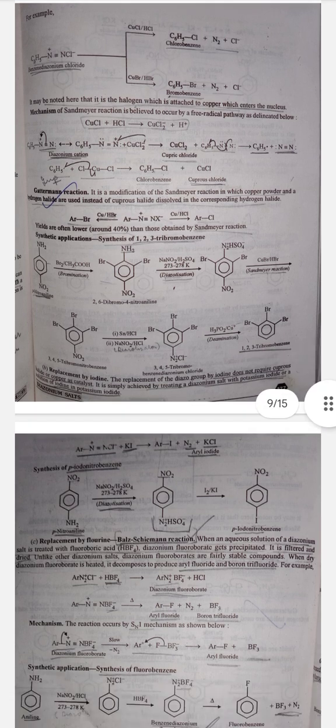The mechanism of the Sandmeyer reaction is believed to occur by a free radical pathway. Gattermann reaction. It is a modification of the Sandmeyer reaction in which copper powder and the hydrogen halide are used instead of cuprous halide dissolved in the corresponding hydrogen halide. Yields are often lower, around 40%, than those obtained by the Sandmeyer reaction.